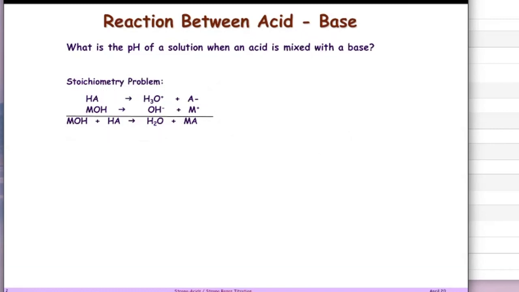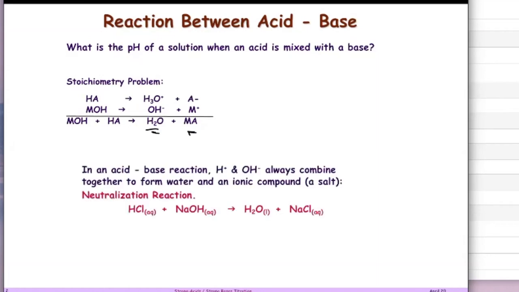The reaction between an acid and base forms water and then the salt. So this is a typical reaction, hydrochloric acid and sodium hydroxide, you form water and sodium chloride, okay?